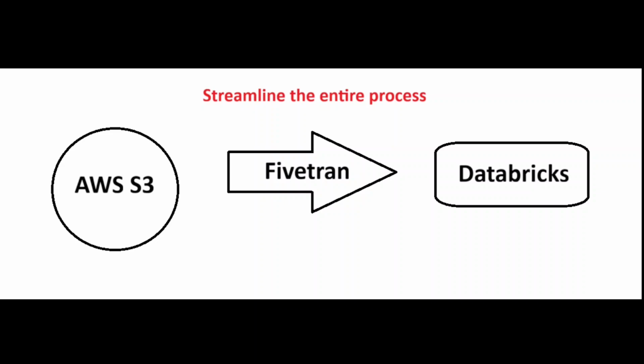Last time we had to manually download the CSV file from our S3 bucket and upload it to our Databricks workspace. This time we'll streamline the process by using Fivetran to connect the S3 bucket directly to the Databricks workspace, automating the entire workflow and completing our ETL pipeline. Let's get started.